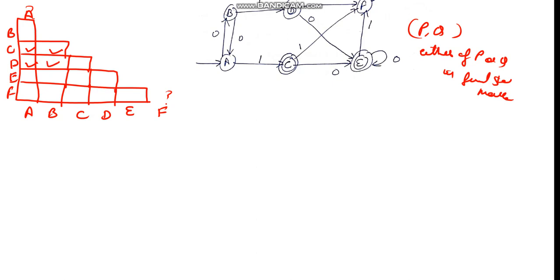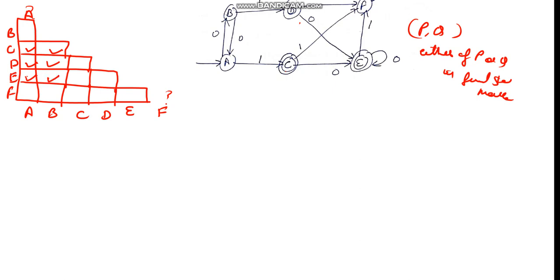So mark it. This is D and C. Here we will see both C and D are final states, so we will not mark over here. Similarly, this is for E and A. From E and A, E is final, A is non-final, so mark over here. Similarly for E and B, E is final, B is non-final, so mark here.